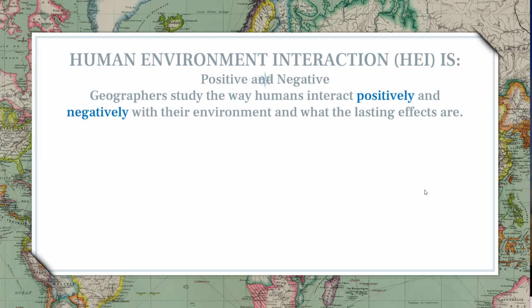Okay, so there's another thing to think of with human environment interaction, or HEI. It can be positive and negative. Geographers study the way that people interact positively and negatively with their environment and what the lasting effects are. Some positive things are planting trees or recycling.